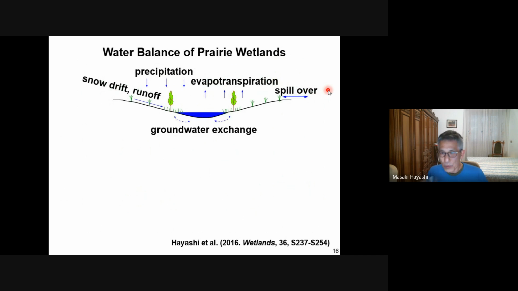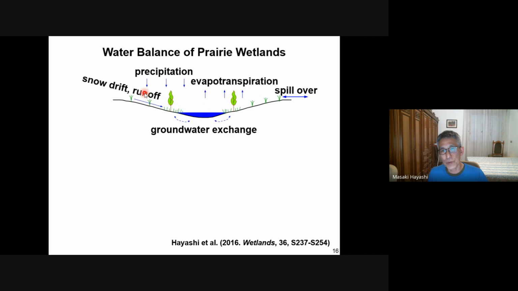Now, what I did as a PhD student was to look at the water balance of these wetlands. We call them the prairie wetlands because these are wetlands in the northern prairies. It's a closed system, so it's relatively easy to understand. You have snow drifting in from surrounding farmland into this depression, and also snowmelt runoff over the frozen ground. And then there is precipitation in summer, both on the upland and the wetland, and evapotranspiration loss.